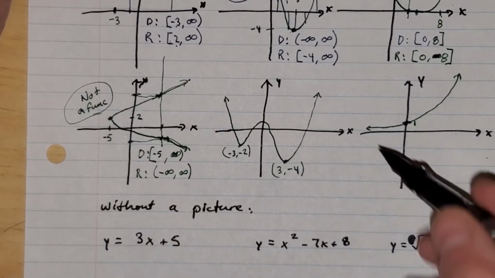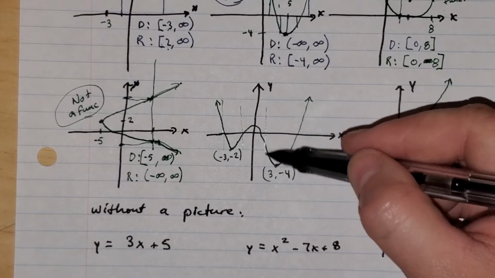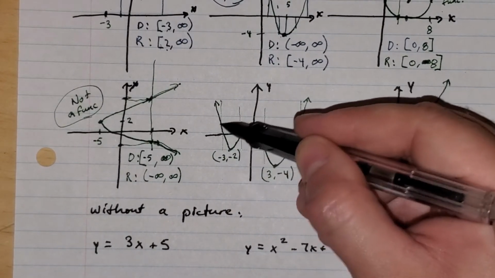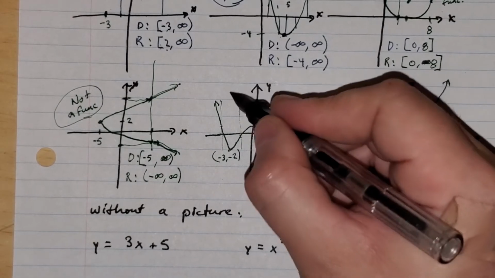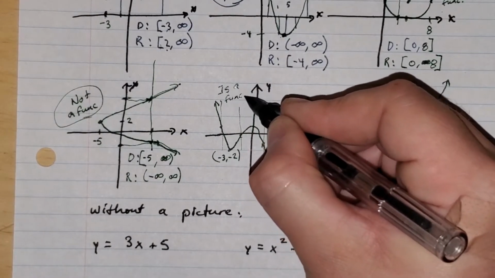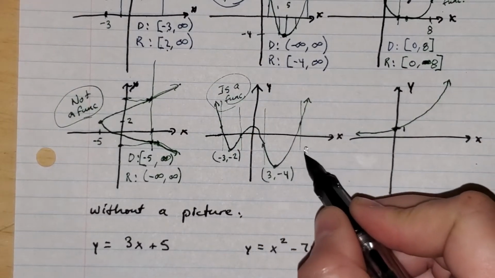Okay? This guy here, you draw these vertical lines in here, anywhere you want to draw them. We always hit one spot, one spot, one spot, one spot. So yes, it is a function. It is a function. And the domain, what's the domain?